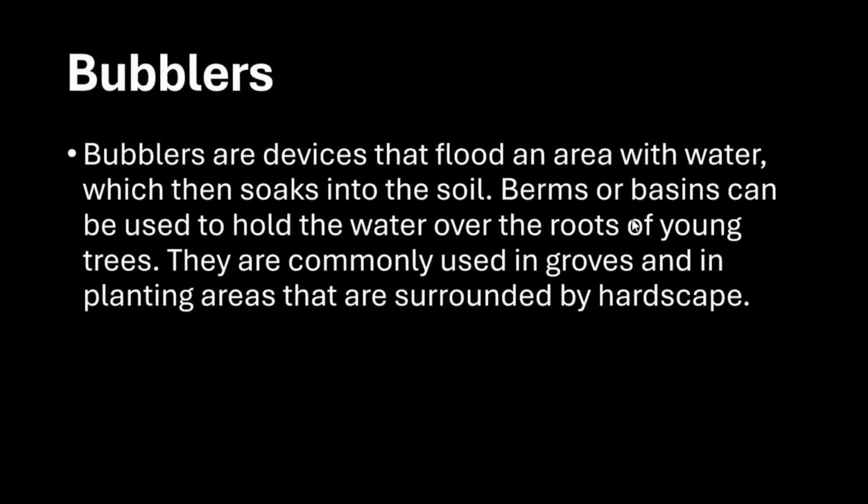Bubblers. Bubblers are irrigation devices that flood an area with water, which then soaks into the soil. Berms or basins can be used to hold the water over the roots of young trees. They are commonly used in groves or in planting areas that are surrounded by hardscape.